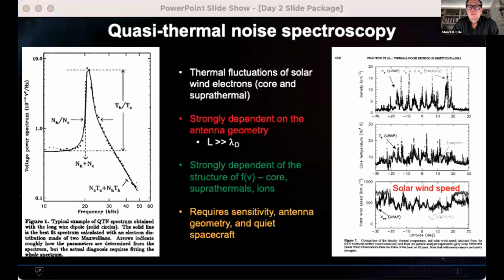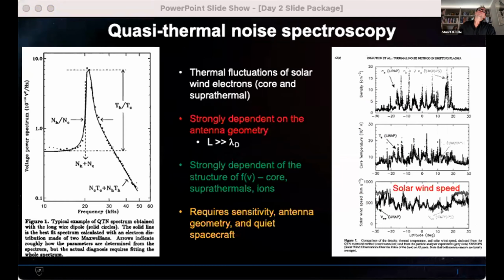Okay, so on the next slide, I want to talk a little bit about quasi-thermal noise spectroscopy. I've maybe done this before, or maybe it's become a bit routine, but it's important. These are figures from papers led, I think the left one is Magnetometry et al., the right one is Sautier et al., showing the quasi-thermal noise spectrum in the solar wind with the Ulysses instrument, the URAP instrument.